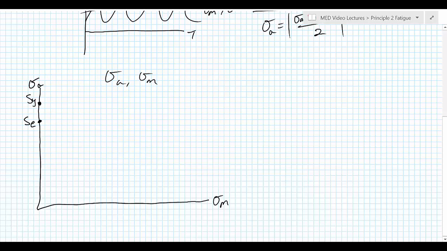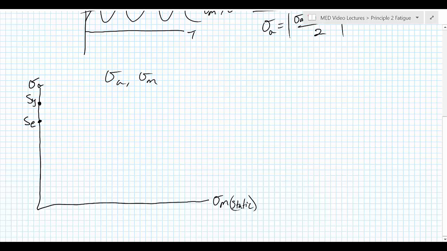Now let's go in the opposite direction. In order for it to break, if we just have mean stress, if the amplitude is 0 and we're going along this line, we just have mean, well, that's the same thing as saying it's basically static loading.